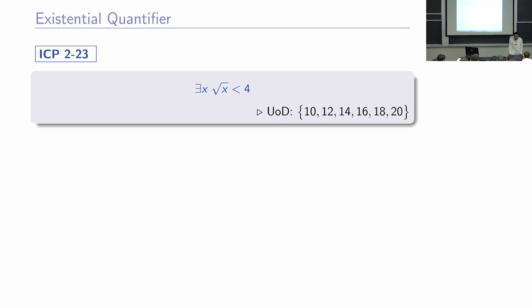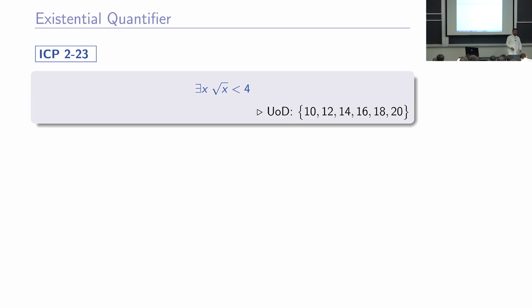There exists an x among the multiples of 2 between 10 and 20 such that its square root is less than 4. Yes. At least one of these 6 numbers has a square root that is less than 4. That's an easier translation. At least one of 10, 12, 14, 16, 18, 20 has a square root less than 4, right?